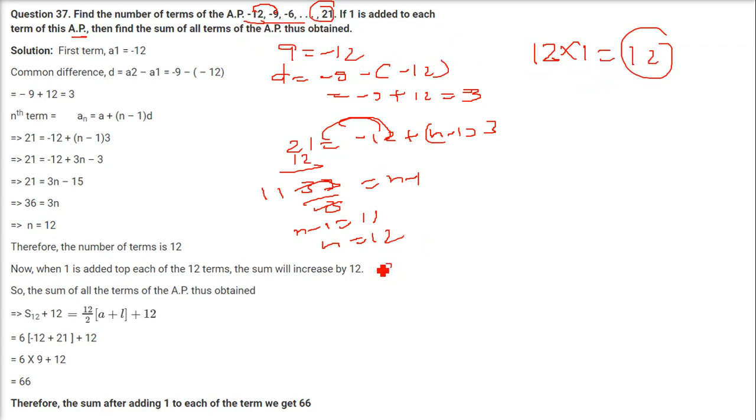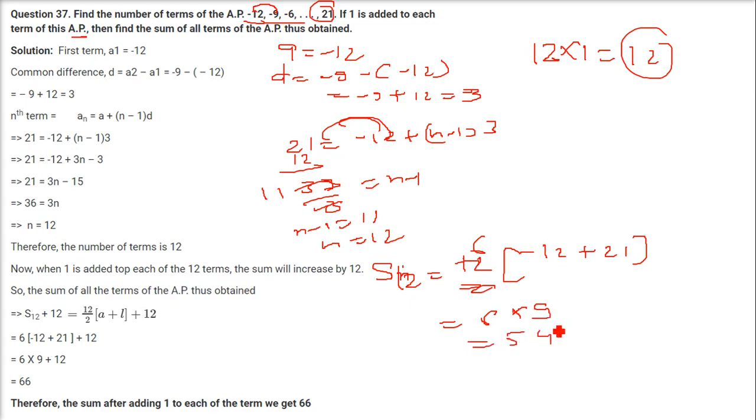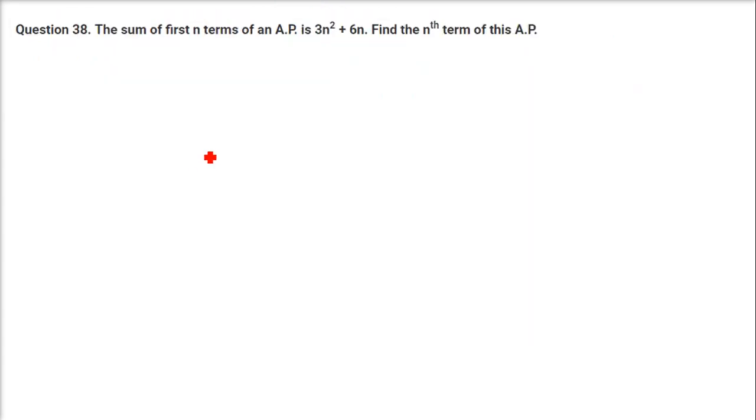That is, the sum of this one is S12. S12 is 12 by 2 into a plus l, that is minus 12 plus 21. What do you get? 2 6s are 12, 6, and 21 minus 12 is 9. Right? 6 9s are 54. Now 54 is what we get. But 1 is added to each, so 12 has to be added. If you add 12, that is going to be 66. 66 will be the sum of all the numbers produced when 1 is added to each of these numbers. So this is the final result.